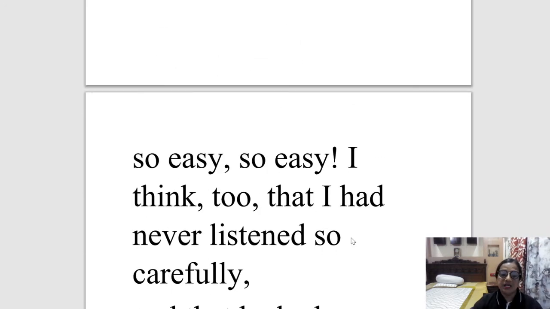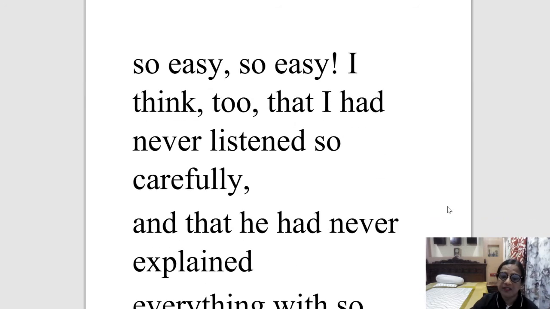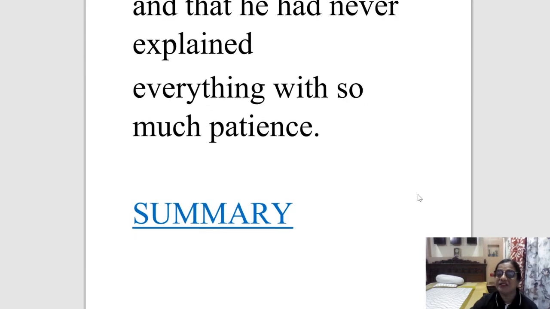All he said seemed so easy, so easy. I think too that I had never listened so carefully and that he had never explained everything with so much patience. So Franz understood that neither had he attended the class with so much attentiveness, nor had M. Hamel taught with so much patience. So this was the beauty of the last lesson, when the feeling of patriotism had come in them, and such a life altering situation it was that they had to leave their school, and in that school itself German would be taught and French would not be taught anymore.